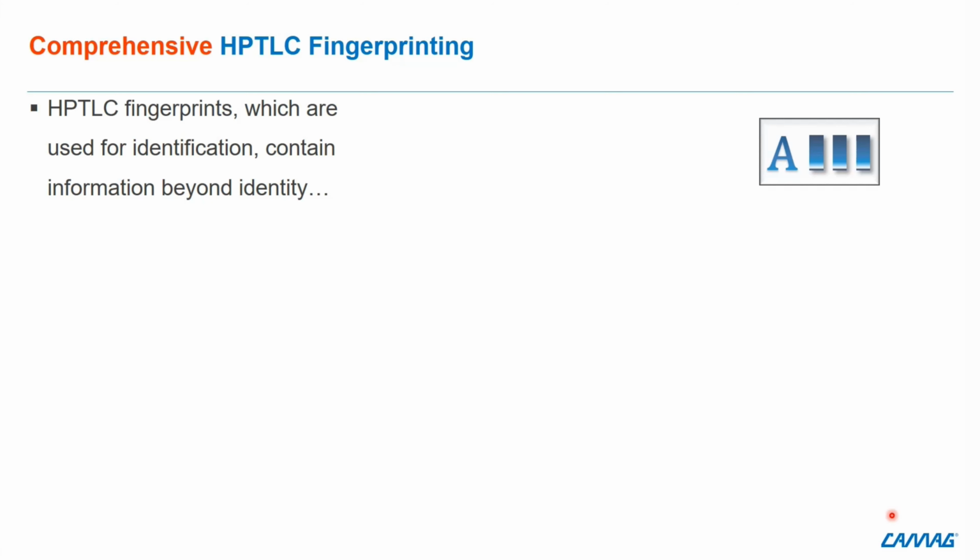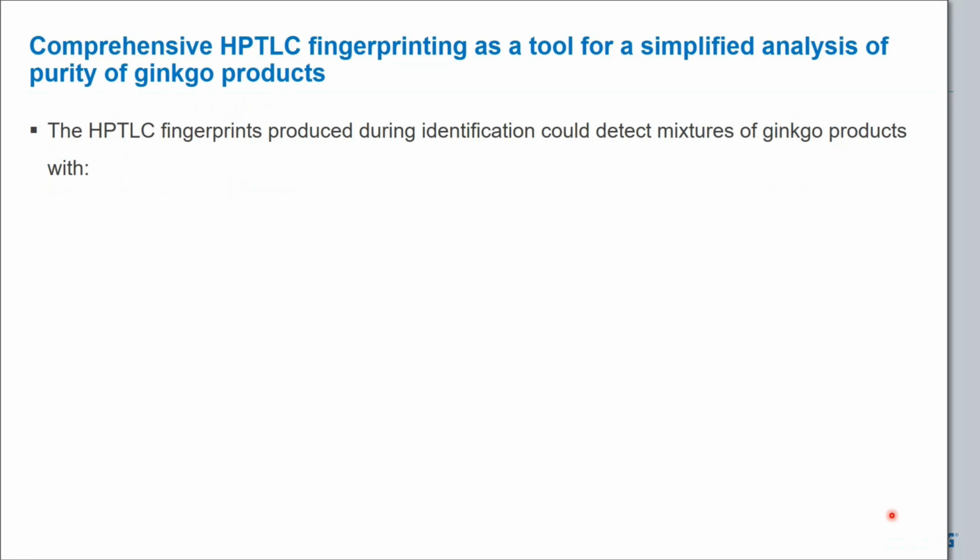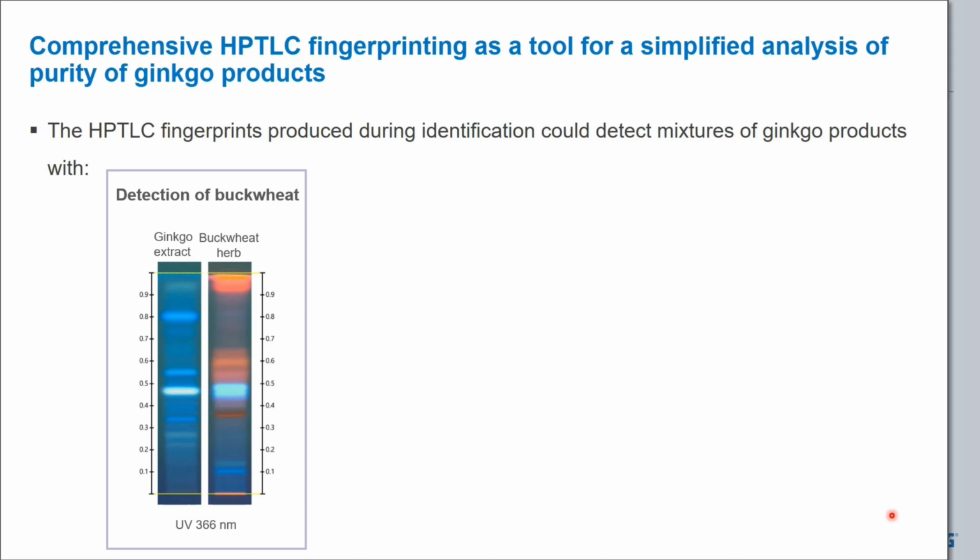So let's get back again to the Ginkgo example. We have one method and gain a lot of information out of one separation. After development, the plate can be excited with long-wave UV light for fluorescence detection. The native fluorescent zones of ginkgo and buckwheat, another known adulterant, are very different. Immediately, a case of fraud can be exposed.